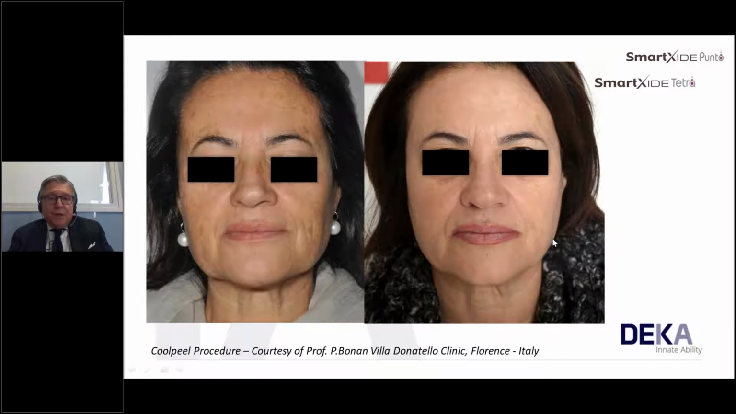And sometimes if you go here, you can see even in this area, the marionette lines, the smile lines, animation lines are reduced, and even in the jaw area, there is a modest tightening. The texture is completely improved and the old skin is removed after this procedure. And what is interesting is that the recovery time is pretty smooth, and we move very rapidly into the new skin.